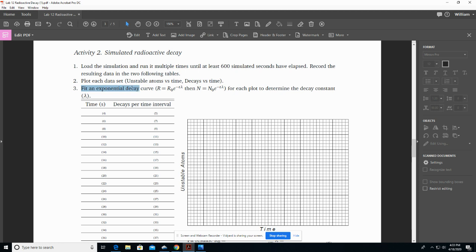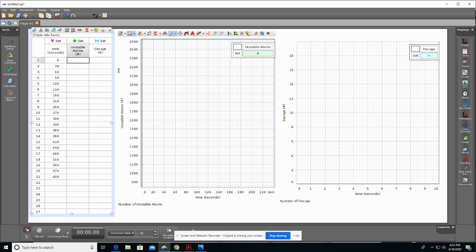But number 3 says that we have to fit an exponential decay curve. All right, and we can only do that with Pasco. You may have used the Pasco software in these labs before. So I'm just going to do that for you. So here's the table. I'm just going to input all the data. And we have our unstable atoms graph here, and we have our number of decays graph here.